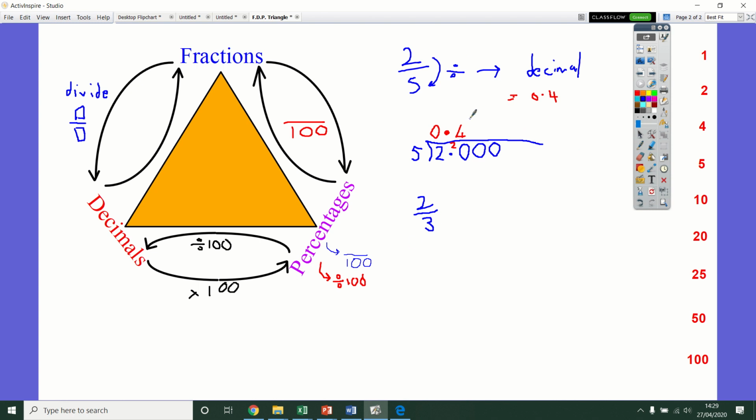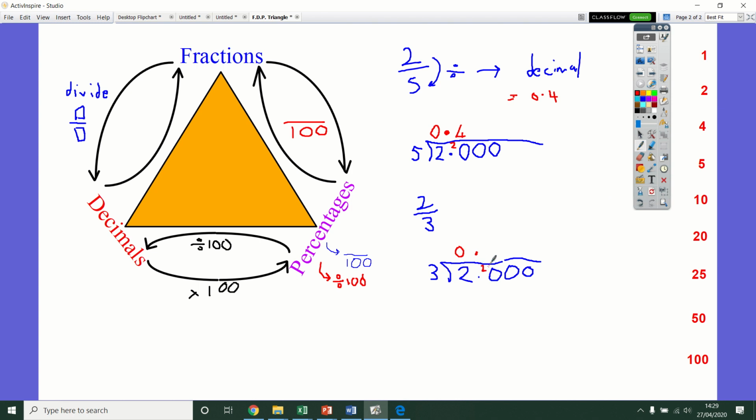So let's do the same as before. We'll do a bus stop, 3s into 2 this time. Again, I'm going to need some placeholder zeros. Let's sort out that bus stop then. Okay, same as before, 3s into 2. That doesn't go. Decimal place. The remainder is 2, so that goes over there.